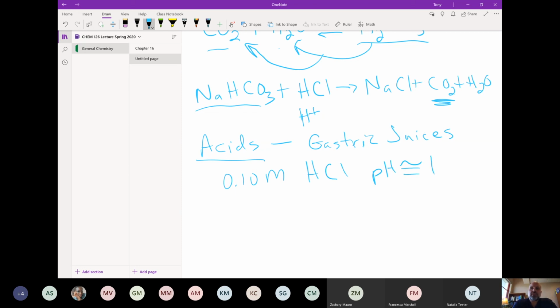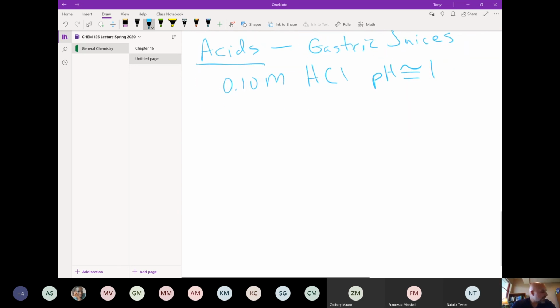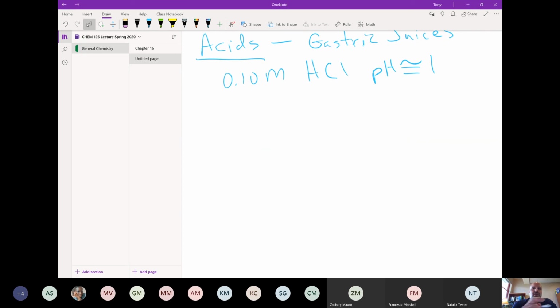So you'll see in the video that I posted that we're starting with a pH pretty close to 1 for our 0.10 molar hydrochloric acid solution. You'll see that I go through and essentially follow the procedure. I'm going to be adding magnesium hydroxide, pure magnesium hydroxide, calcium carbonate, and sodium bicarbonate.